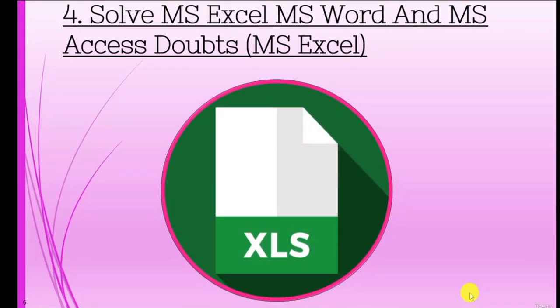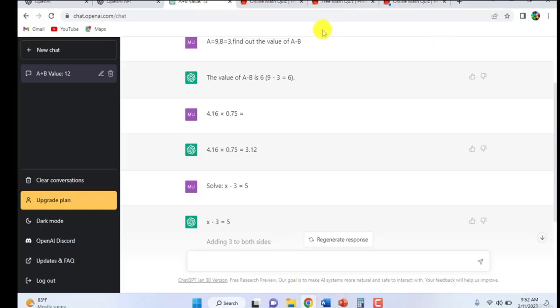So the first part we are going to look at is how we can find the solution if you have a problem with Microsoft Excel, or if you are stuck with Microsoft Excel finding the correct formulas, functions, or anything else. You can ask ChatGPT and it will find the solution. I'm going to give an example. So I'm going to go to ChatGPT.